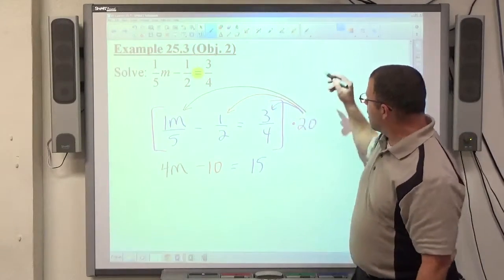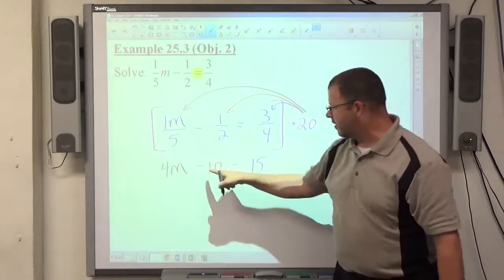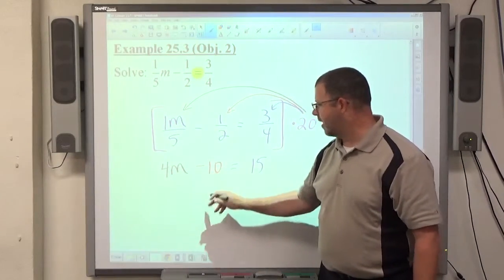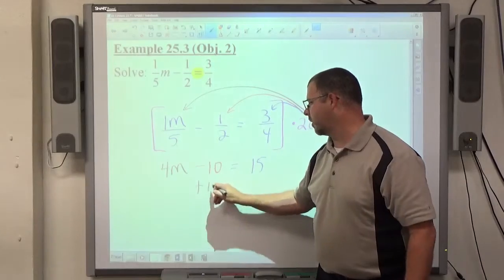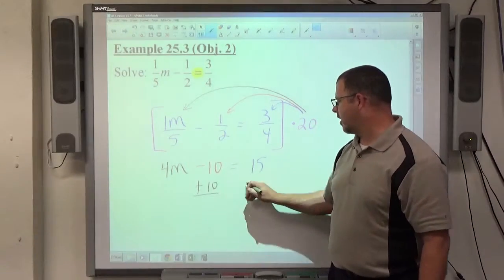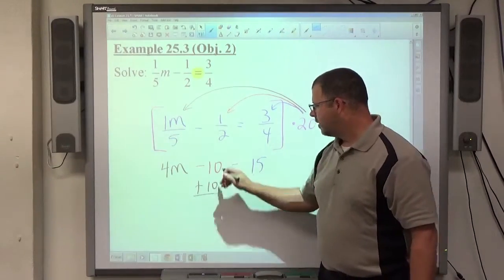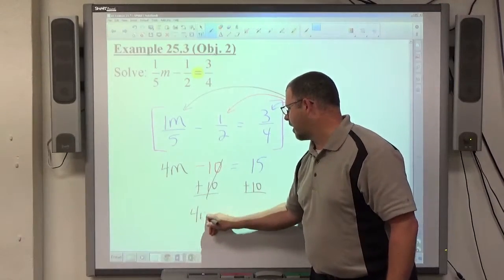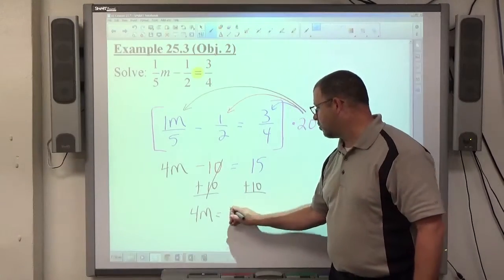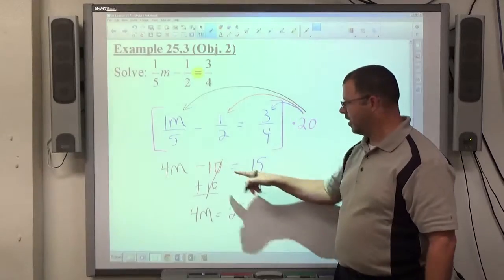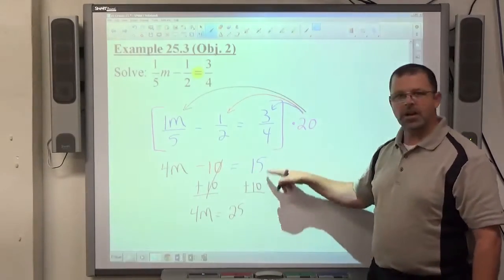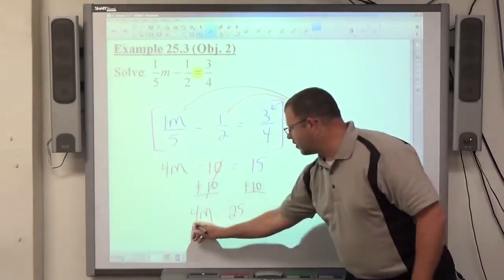So, if 4m minus 10 equals 15, job 1 is to fix the subtraction or addition. So minus 10 is what I don't want. Plus 10 is what gets rid of it. If I want plus 10 on the left, I've got to do plus 10 on the right. Minus 10 plus 10 cancels, leaving 4m. 15 plus 10 is 25. Notice these signs are different, so they subtract. These signs are the same, so I add. Divide both sides by 4.